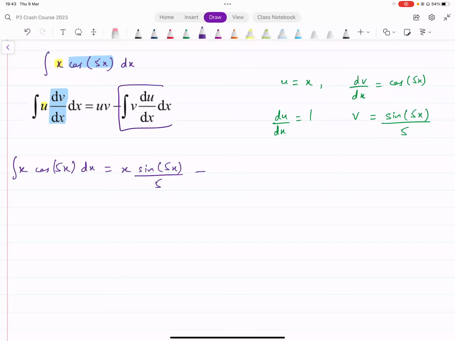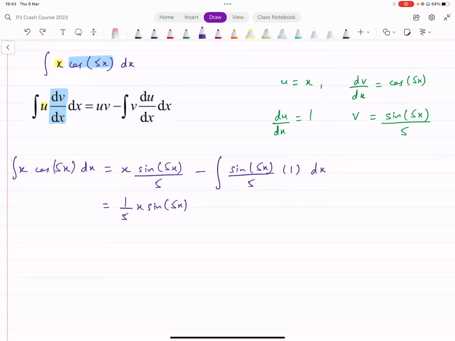Minus integral of v. V is sine 5x over 5 into du over dx, which is 1 with respect to x. Now we have 1 over 5 into x into sine of 5x here already. And now we need to integrate this part.